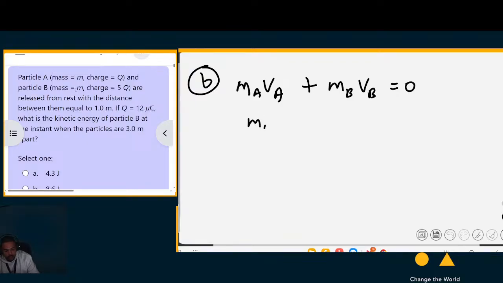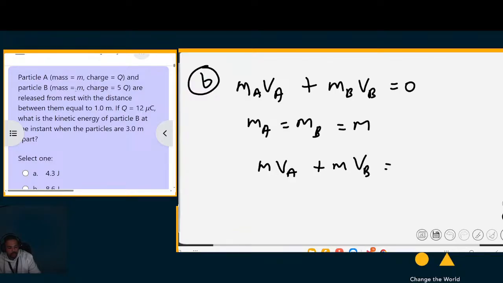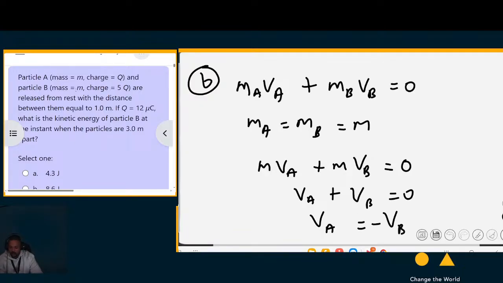Now we know that the mass of A is equal to the mass of B, which is just m. They tell us they both have a mass of m. If we plug that in, m Va plus m Vb equals 0. If we divide throughout by m, we get Va plus Vb equals 0. Therefore, Va, the velocity of A, is equal to the negative of the velocity of B. So now we know each one's velocity in relation to the other.